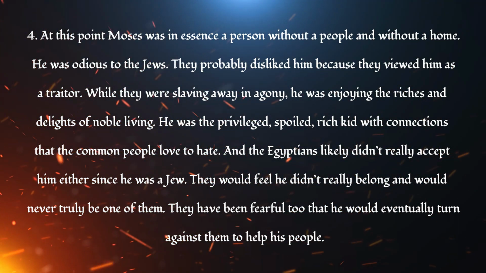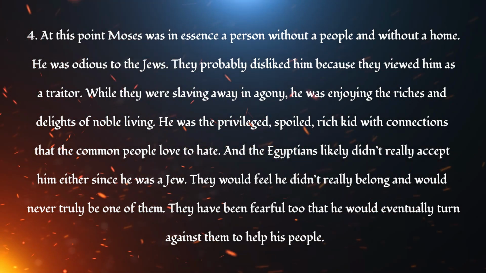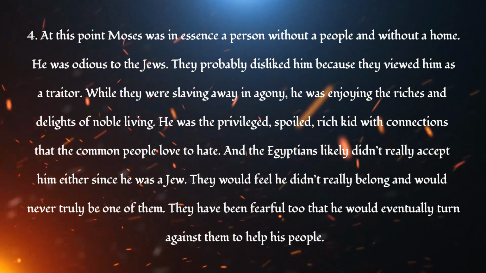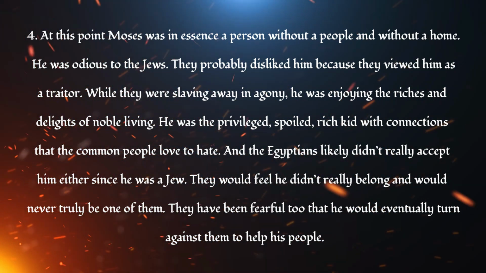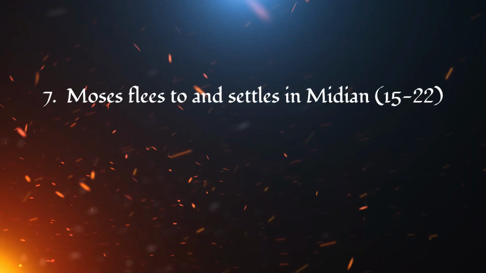And the Egyptians likely didn't really accept him either, since he was a Jew. They would feel he didn't really belong and would never truly be one of them. They may have been fearful, too, that he would eventually turn against them to help his people.